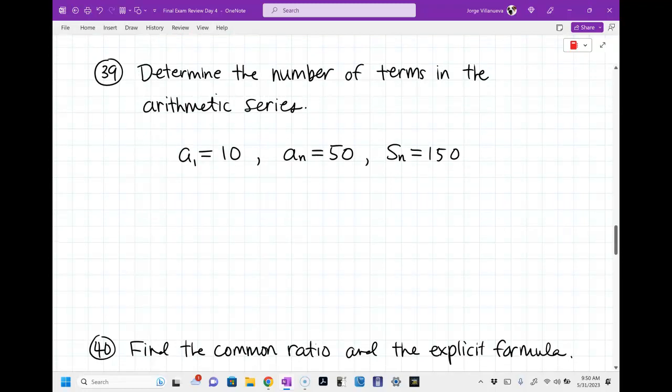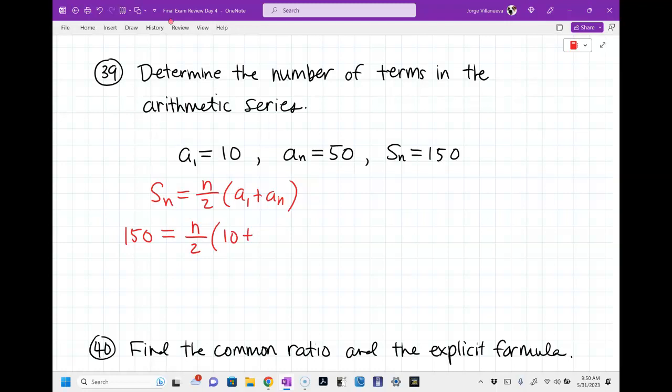All right. This one says determine the number of terms. So find your n value if I give you all this information. Now they did say arithmetic series, so I can use a formula for that. S sub n equals n over 2 times a1 plus an. And I'm going to plug in everything I know. I know that s sub n is 150. I don't know what n is, so n over 2. I know a sub 1 is 10, and I know a sub n is 50.